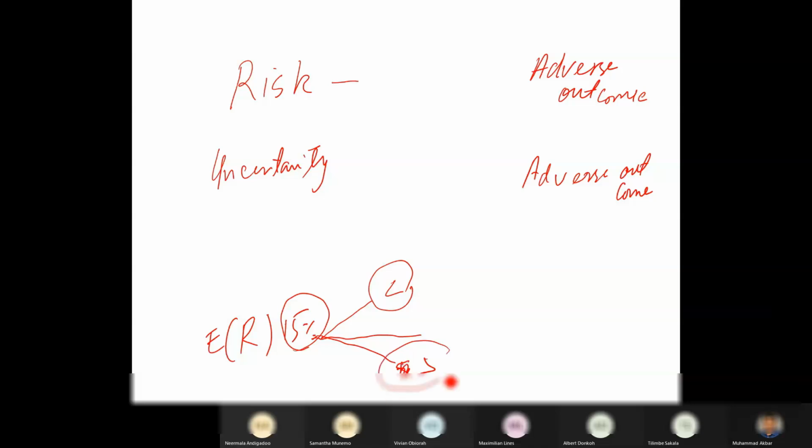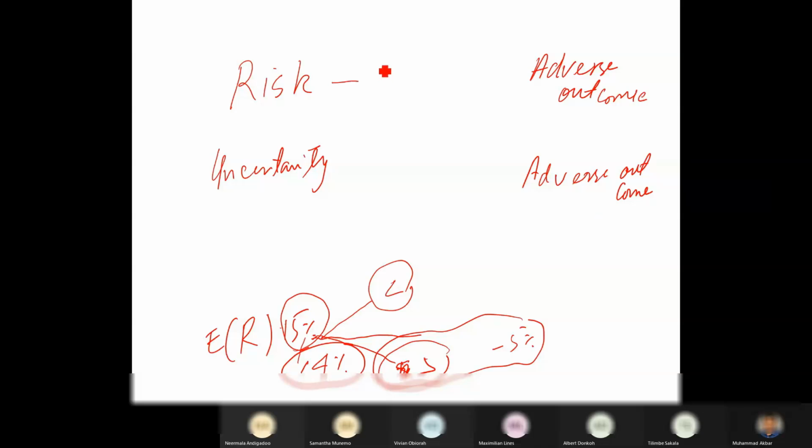Risk is earning less than what you expect. It doesn't have to be negative. So risk is not only if you earn minus 5%. Risk is that even if you earn less than 15%, let's suppose even if you earn 14%, that is the risk. So adverse outcome is anything below expectation. Any event that can result in me earning less than 15% is a risky event.